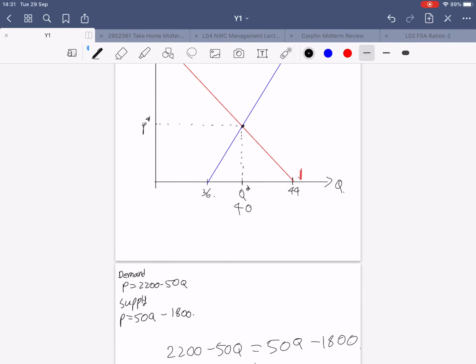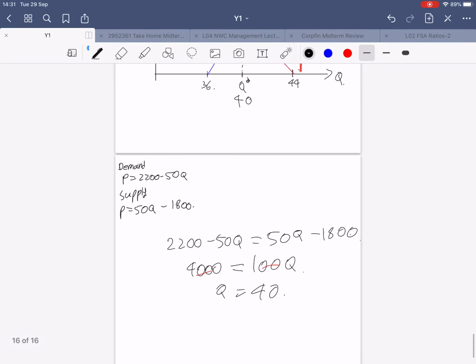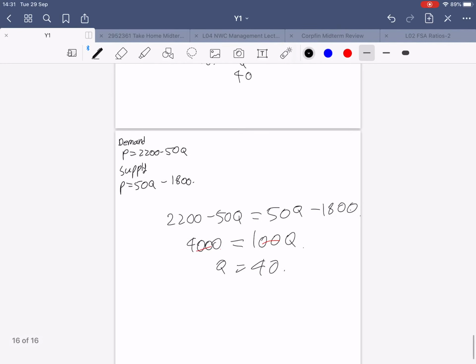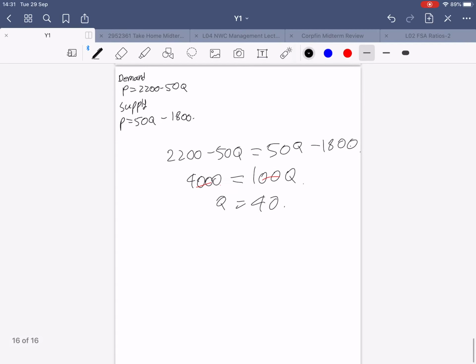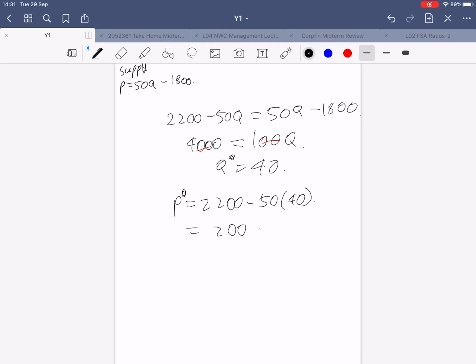Okay, so Q is 40 here. And then price, as we know the optimal Q, we can put it into one of the equations. P equals 2200 minus 50 times 40. So it is going to be 200, right? It's 200. So the equilibrium price is going to be 200 here.